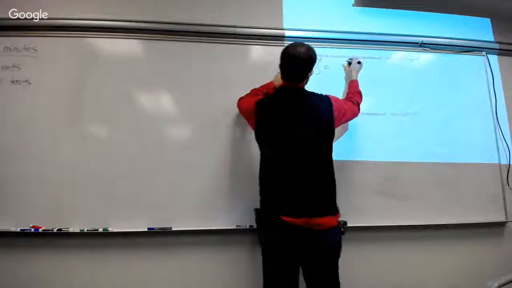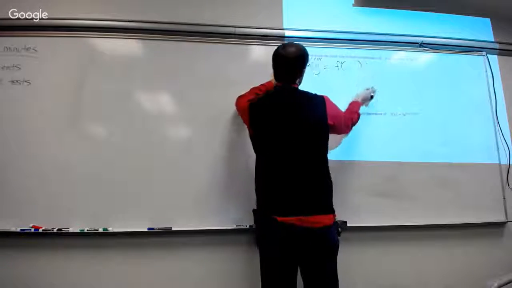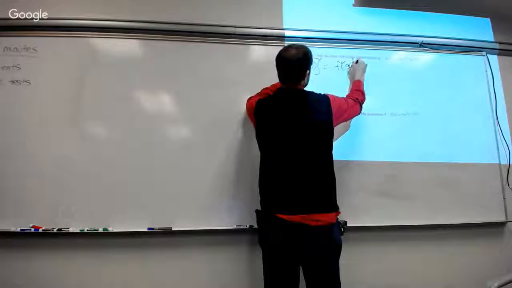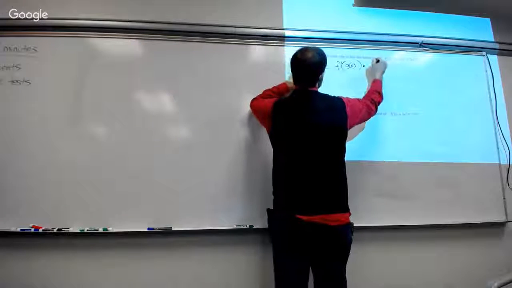So let's look at that. You take the derivative of the outside, so that's f prime, leaving the inside alone, g of x, and then you multiply by the derivative of the inside.